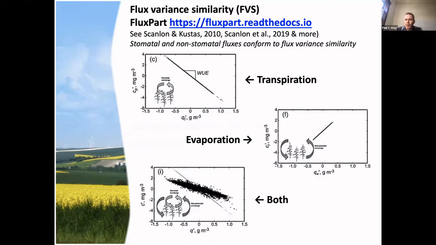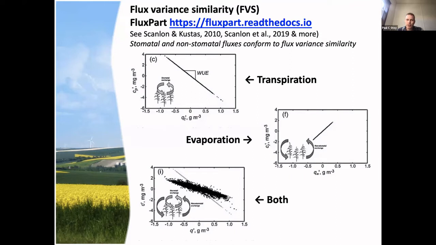So what does this mean? If you have a parcel of air that's interacting with a stomatal surface, every time you have more water vapor, you're going to have less carbon dioxide from the average. And that relationship will be a function of the water use efficiency of that plant. Evaporation: every time you have a parcel of air interacting with a non-stomatal surface, you have respiration, so an increase in CO2 concentration versus this average, that's that CR prime on the y-axis of the second figure here. And you have evaporation, so that's a positive value of what they're calling here QM prime, so water entering the atmosphere and carbon entering the atmosphere as well.